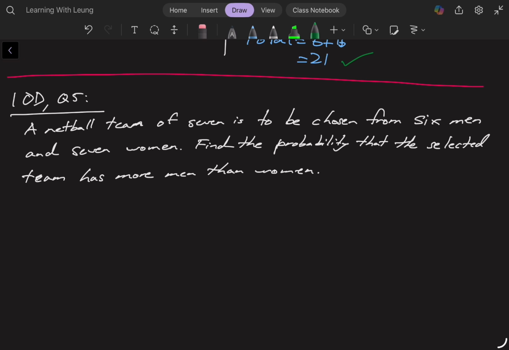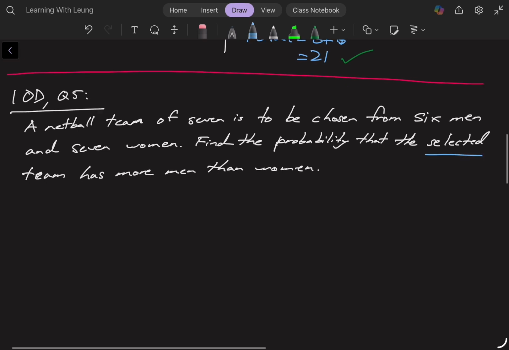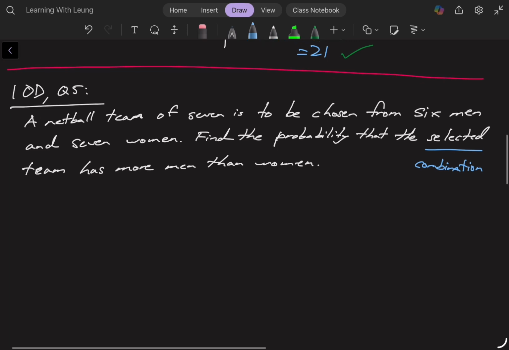Find the probability that the selected team has more men than women. Selection, meaning we're doing a combination. We don't care about the order of people. We just care about whether they're on the team or not, right? So we've got a couple of cases, right? But first, let's figure out the total, because it's always good to do the total first.